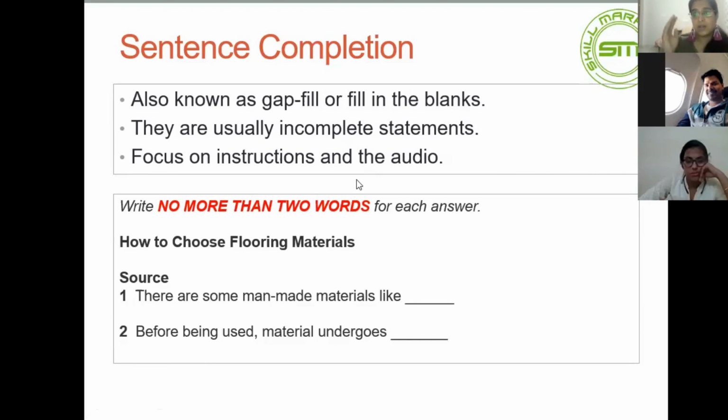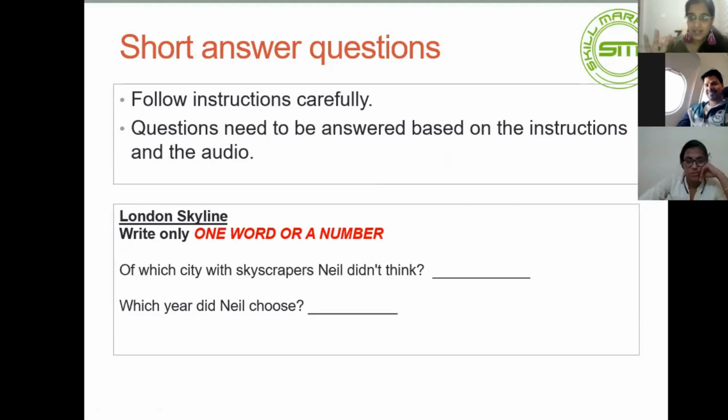Now, we've completed form completion, sentence completion, summary completion, and table completion. So the completion question type chunk is over. Now we're going to move on to short answer questions. Short answer questions are nothing but sentences or incomplete sentences presented in the form of questions. Again, you have instructions you need to follow, and listen to the audio carefully and make sure you pick up the right answer.